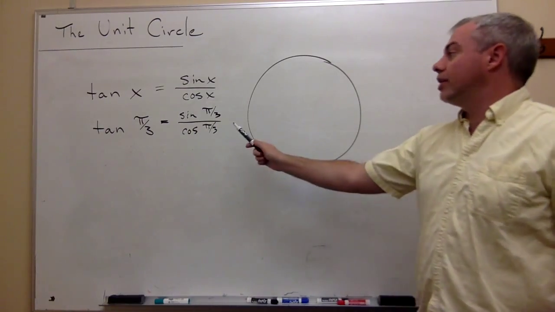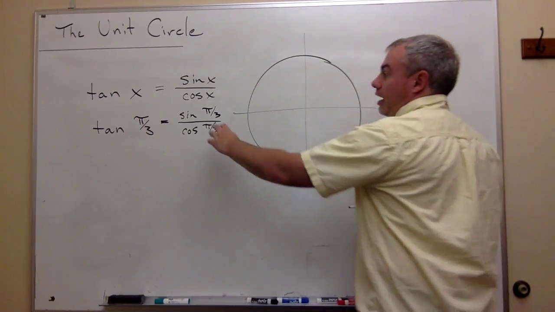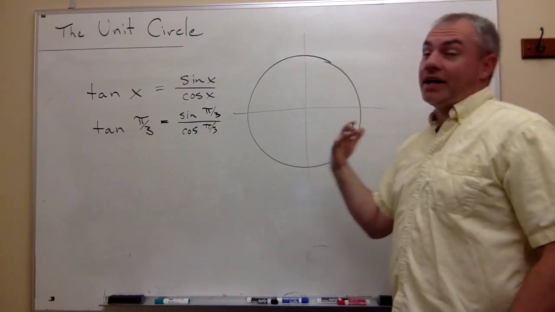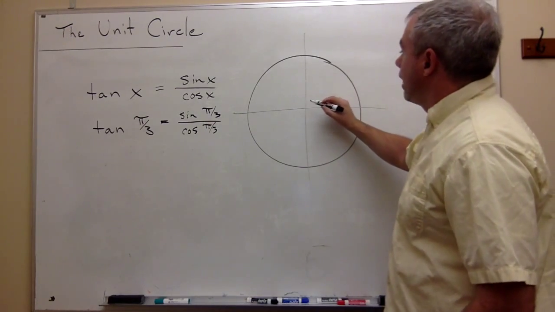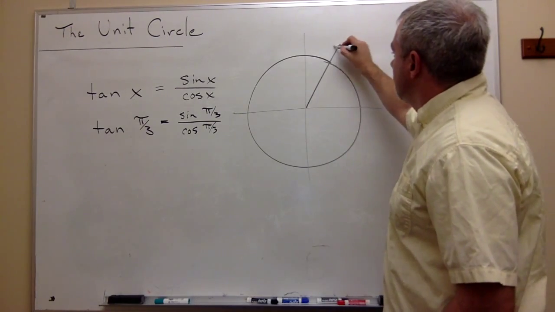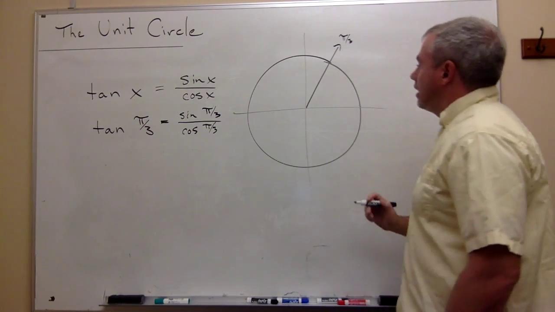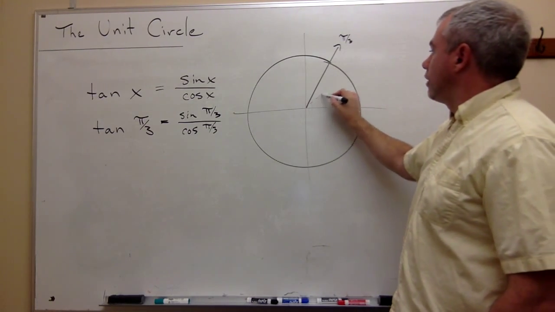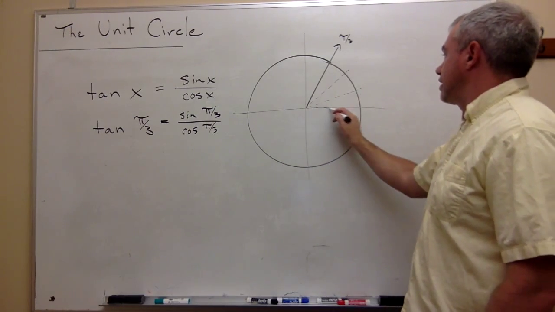Now, if I want to know for pi over 3, first of all, I need to know where pi over 3 is on the unit circle. And pi over 3 is this angle. This is pi over 3. And let's put in the other important angles here. That's pi over 4, pi over 6, here's 0.